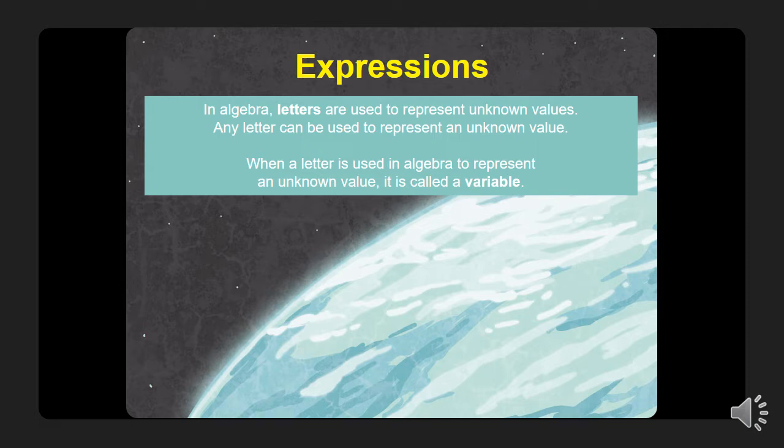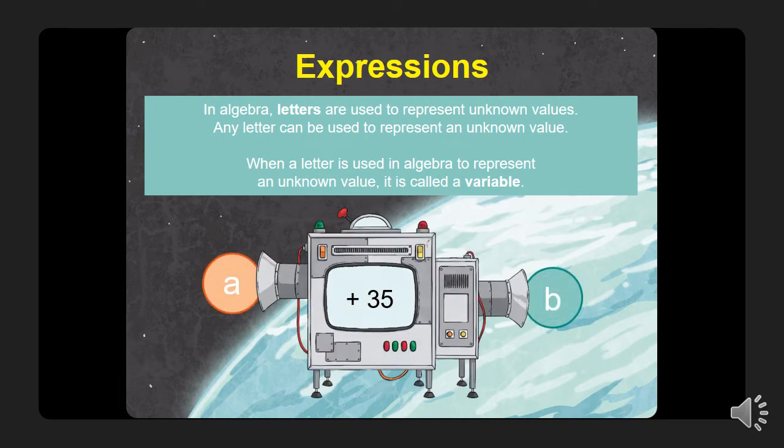In algebra, letters are used to represent unknown values. Any letter can be used to represent an unknown value. So when we don't know how much something is, we use a letter instead to represent it. When a letter is used in algebra to represent an unknown value, it is called a variable. Now I want you to have a go at saying that word, variable. Excellent. So here, our variables are A and B, because they are letters that are being used to represent a value which we do not know.